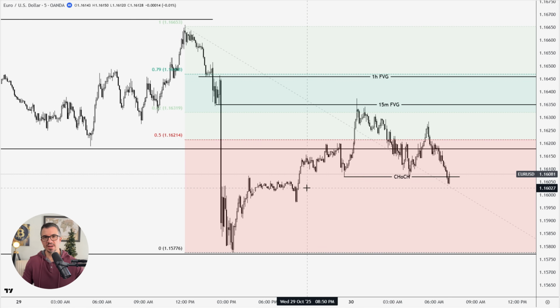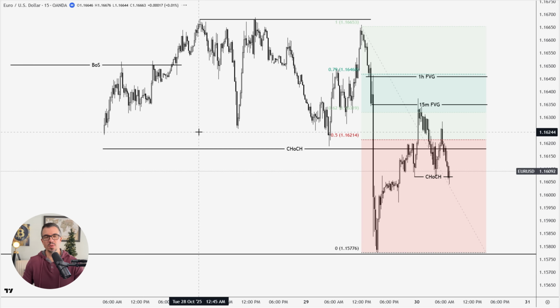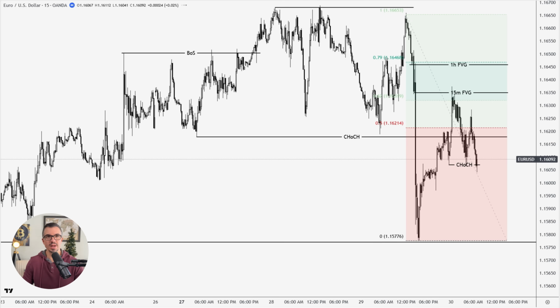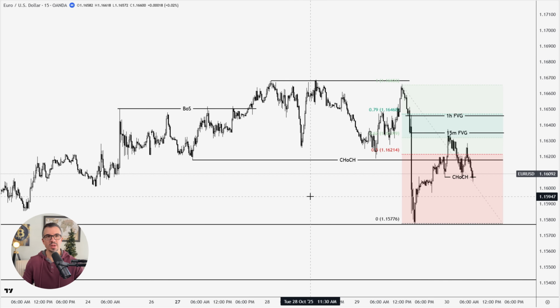This is the most subjective part of this entry model, because if you'll notice, everything that we've done up to this point has been very, very mechanical. It's all been very black and white. There's no guessing here. There's no emotion involved. It's just a matter of looking for the change of character, which we had back here. You're drawing out your fibs. You have your OTE marked. You have FVGs marked. You have targets, potential targets marked. All of this is just very, very mechanical. Okay, there's really nothing subjective about that.